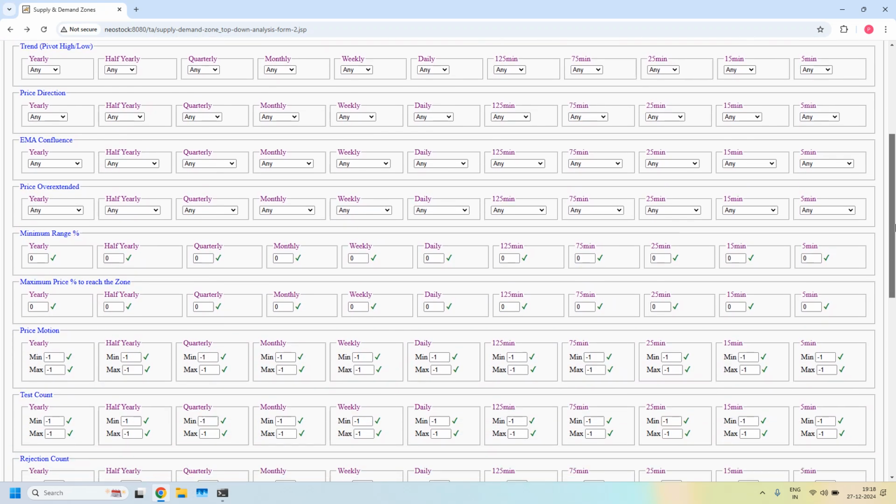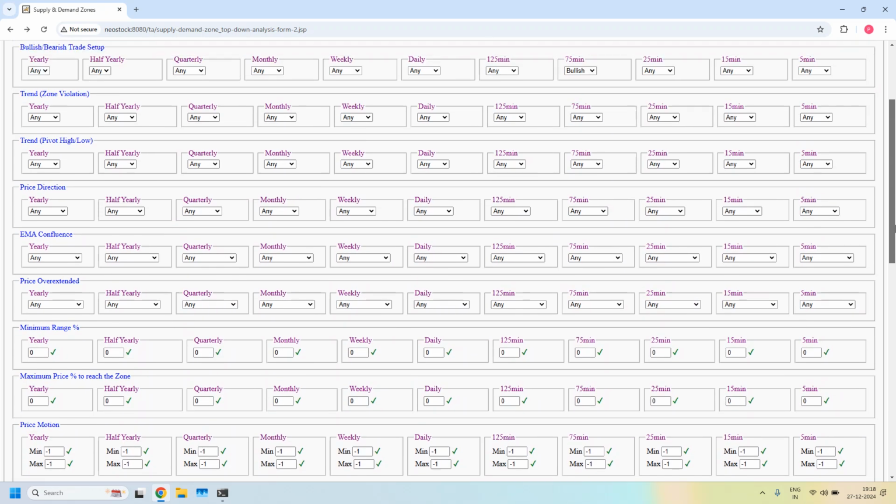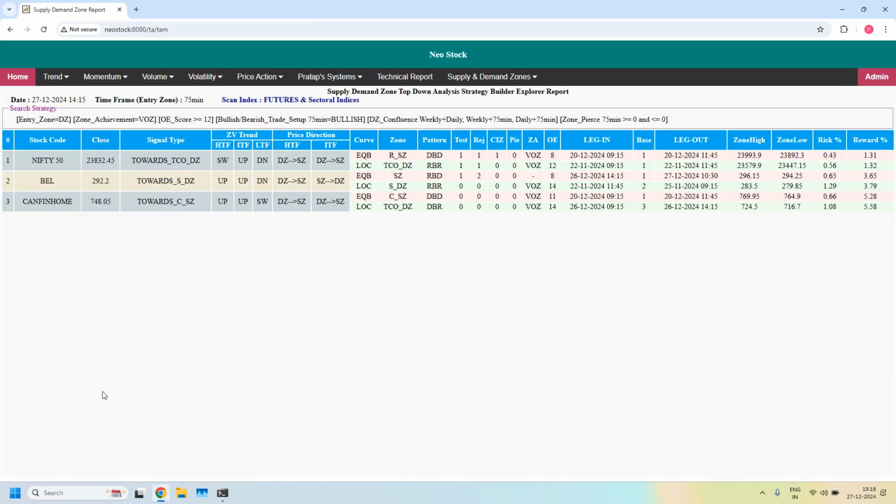In the demand zone confluence, we should set 3 filters. First filter is already enabled, that is 75 minutes demand zone with daily demand zone confluence. Second filter, 75 minutes demand zone with weekly demand zone confluence. Third filter, daily demand zone with weekly demand zone confluence. With all the 3 filters, LTF, ITF, HTF demand zone confluence, we got 3 stocks. In these 3 stocks, these 75 minutes demand zones are part of the daily demand zone. Again, both together part of the weekly demand zone.